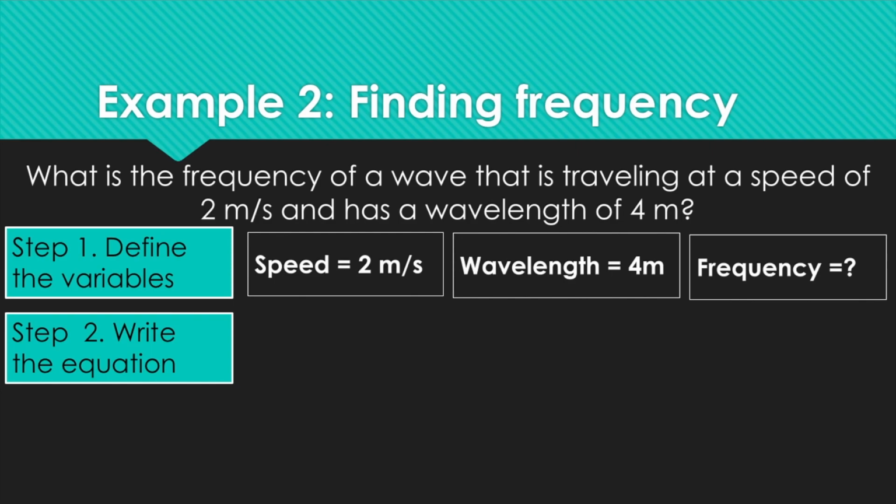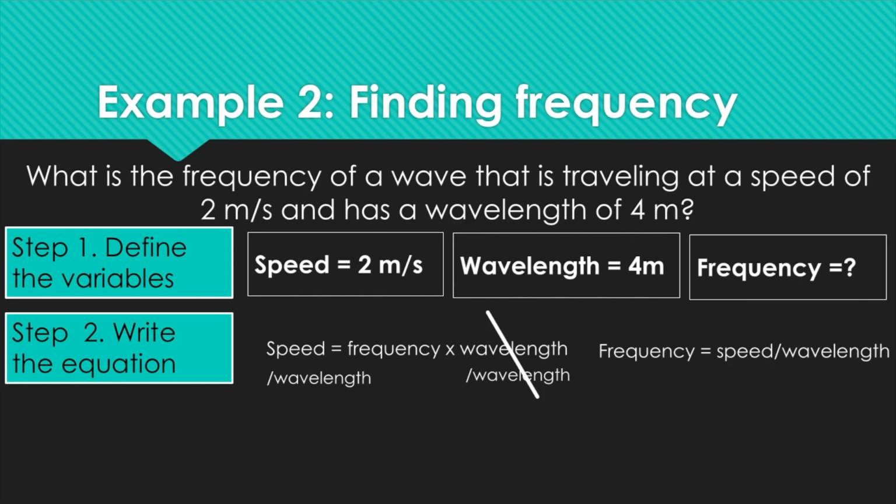Step 2 is to write out the equation. Our starting equation is speed equals frequency times wavelength, but we're looking for frequency. So we need frequency to be by itself on one side of the equal sign. To do that, we need to get rid of wavelength on the right side of the equal sign. We can do that by dividing both sides of the equation, both sides of the equal sign, by wavelength. Wavelength divided by wavelength is 1. So on the right side of the equal sign, we're left with frequency. On the left side, we're left with speed divided by wavelength. So frequency equals speed divided by wavelength.